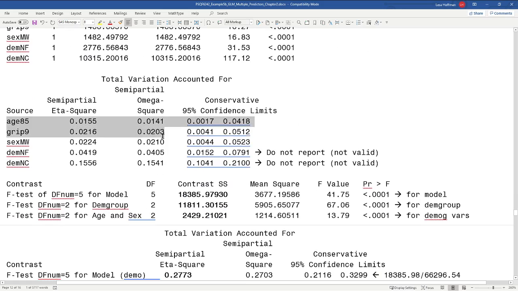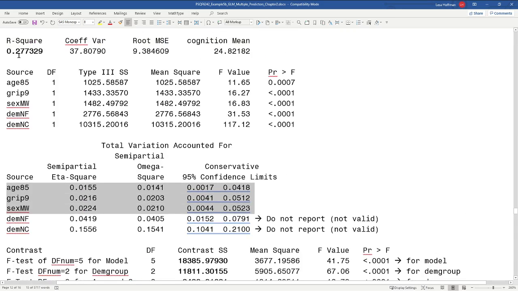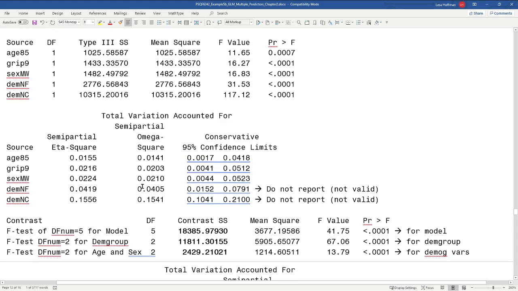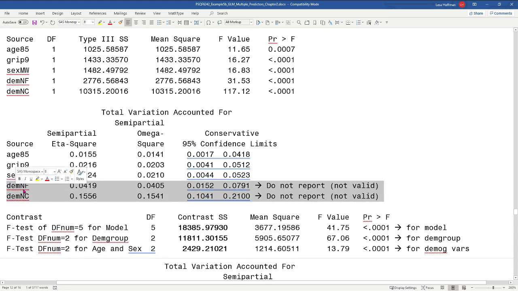I have a note here that although we could talk about these particular semi-partial eta squares, these are the part of the R-square that each of these predictors is uniquely accountable for. So they each get about 2%, the total for the whole model being 28%. But I have a reminder here that we can't use these ones for the dementia group's contrasts. As we discussed in part 1 of the video, because these contrasts are related to each other, they have a common reference group, the semi-partial eta squares that you would get across contrasts are going to sum up to more than what dementia group contributes as a whole.